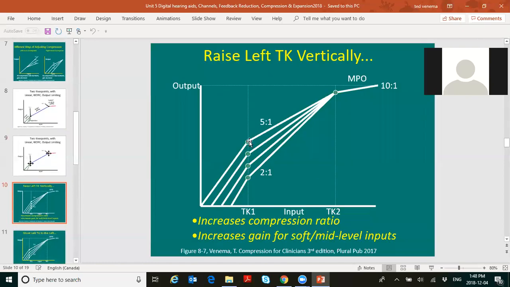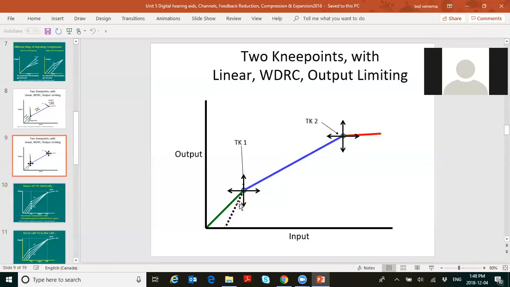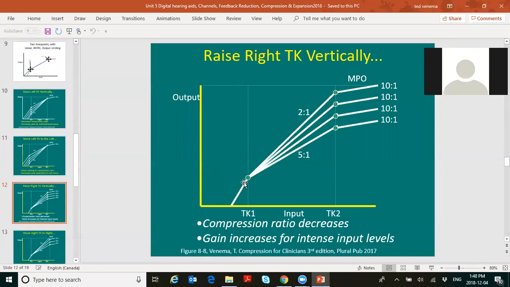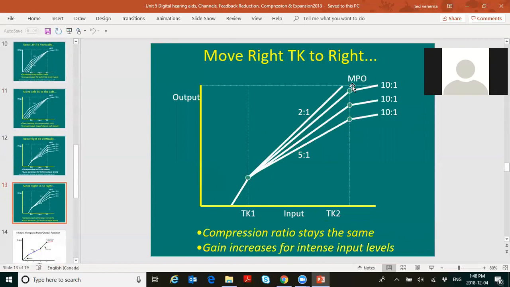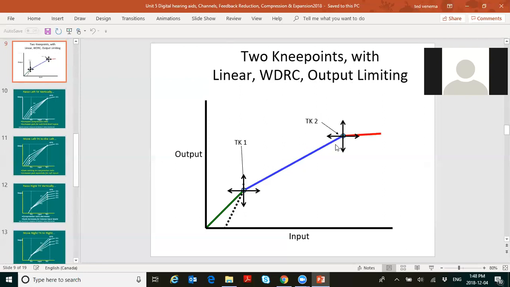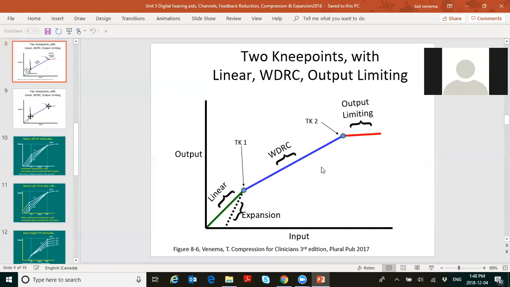When you're raising a left threshold knee point, when you're moving this one up, you're basically increasing the gain for soft sounds. When you're raising the rightmost knee point, you're raising the MPO. So you're doing combinations of what we used to do in analog hearing aids, which were either WDRC or output limiting. Well, today's digital hearing aids are using them all. Okay, you're combining it because it's all software now.